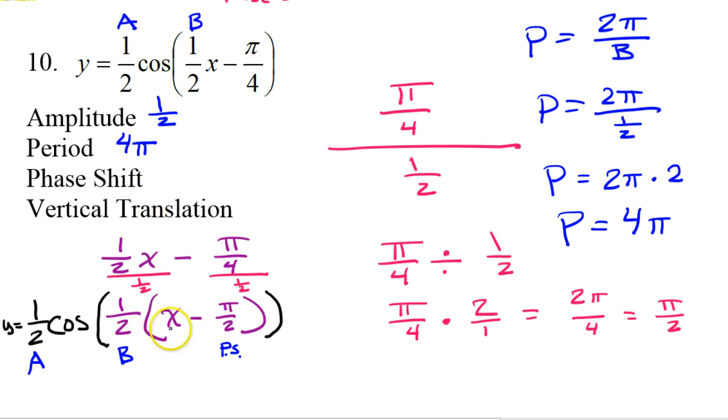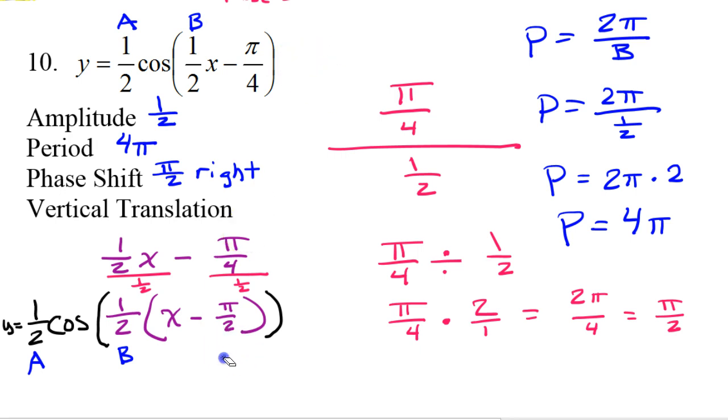Now the phase shift, I can only read the phase shift after I have factored out the 1/2. So that's why the phase shift is pi over 2. Okay, notice it is not pi over 4, it is pi over 2. And it's the opposite of what you would think. With a negative sign here, that means this is pi over 2 to the right. There is no vertical translation because there is no k value that would be in this position.